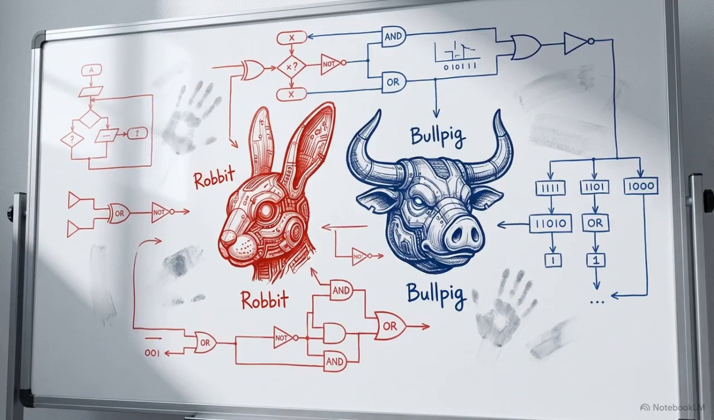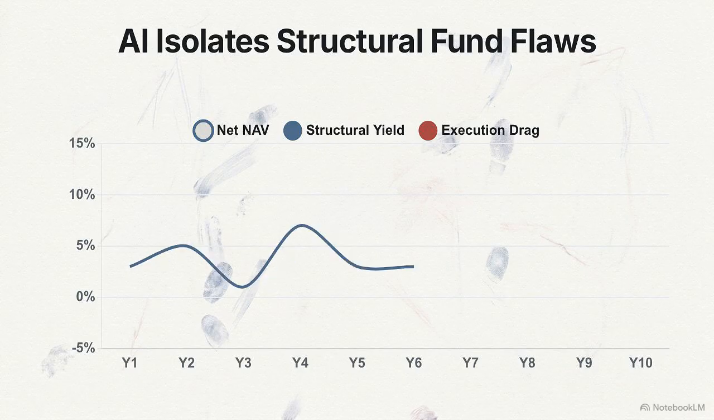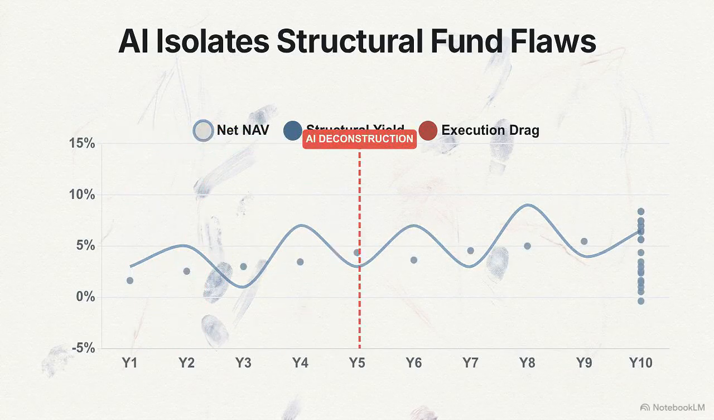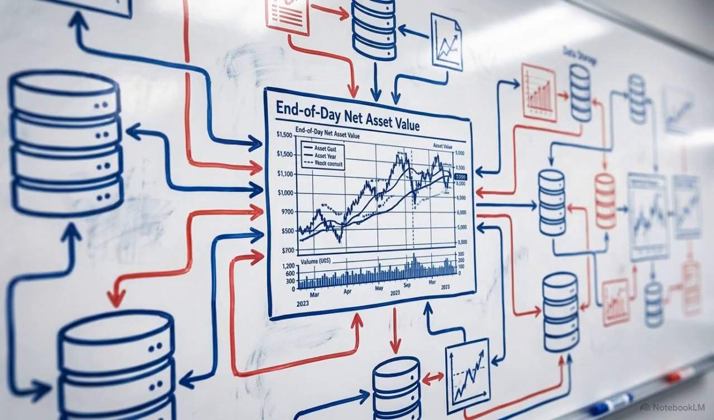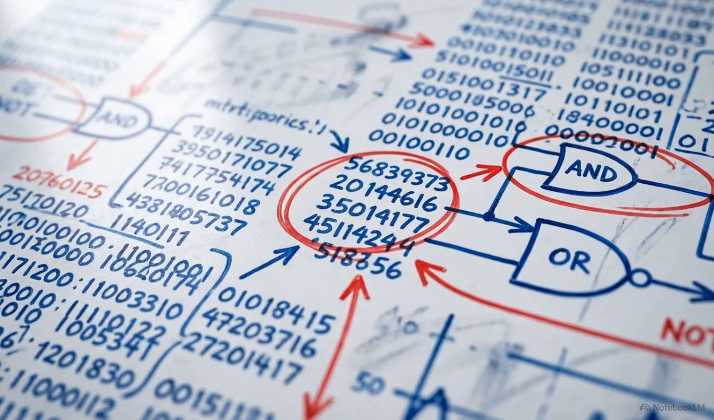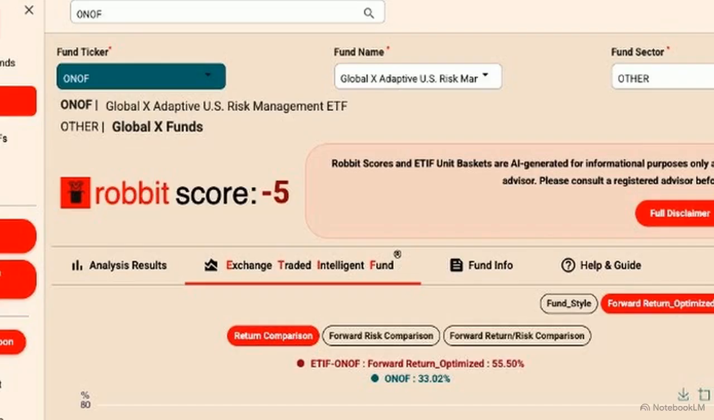To audit ONOF's efficiency, we run it through Robbit and Bullpig. These are deterministic AI engines engineered to mathematically deconstruct fund performance and isolate structural flaws. Robbit evaluates broad strategic trends using end-of-day net asset value. Bullpig dissects the fund's tactical execution by analyzing 5-minute intraday tick data. The macro analysis immediately flags a severe inefficiency.